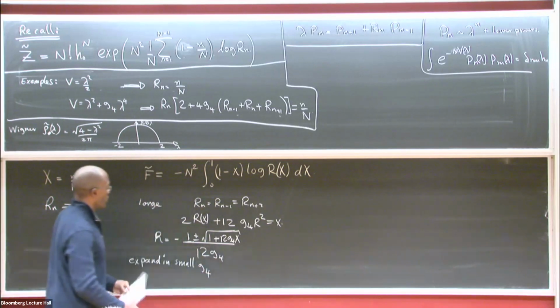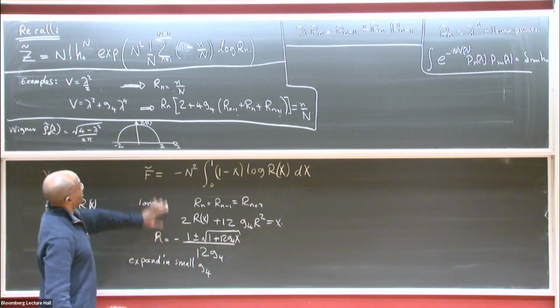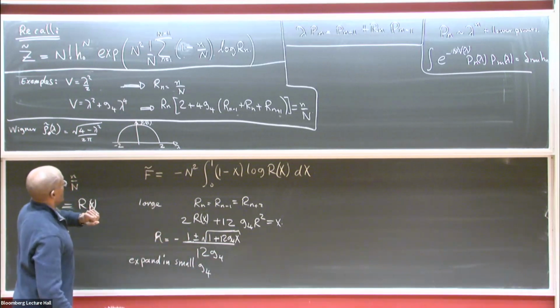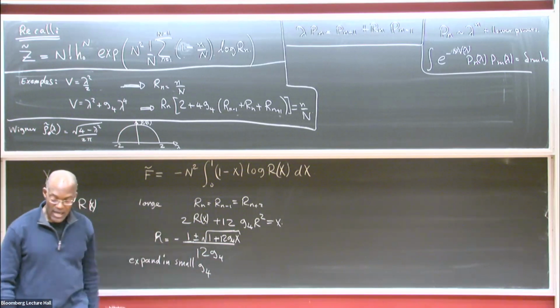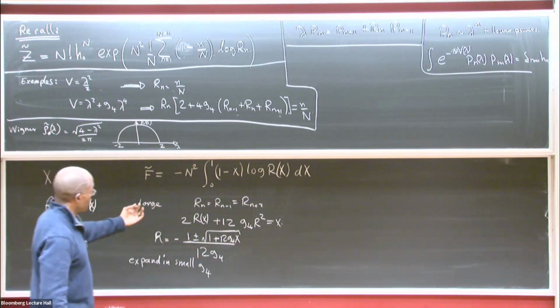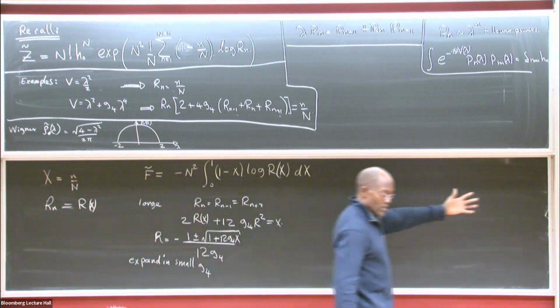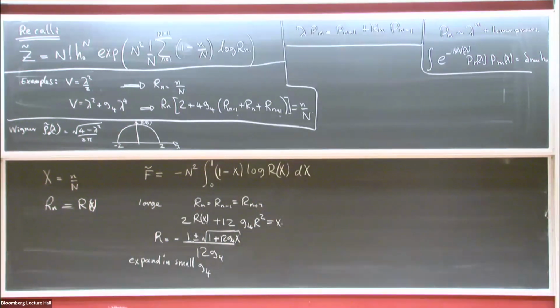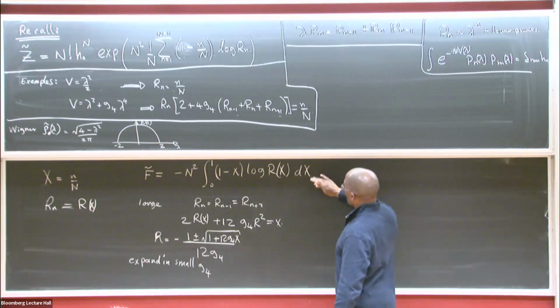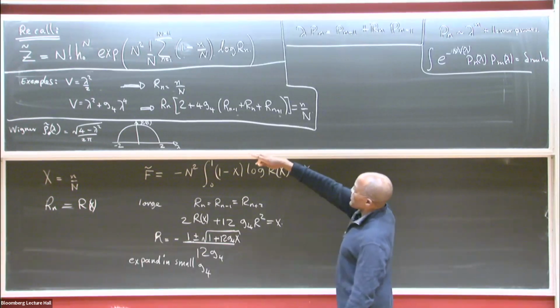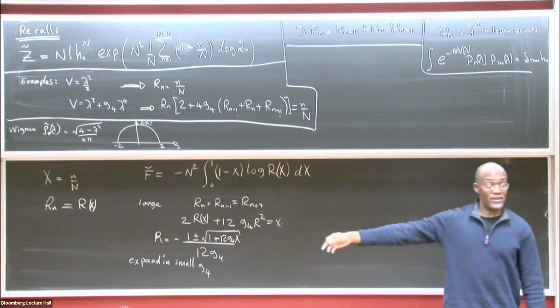I could expand in small g4 and plug that in, plug that into there and get some numbers out, powers of g4 with coefficients in front of them. And that will correspond to having started with the matrix model and drawn those Feynman diagrams we talked about.